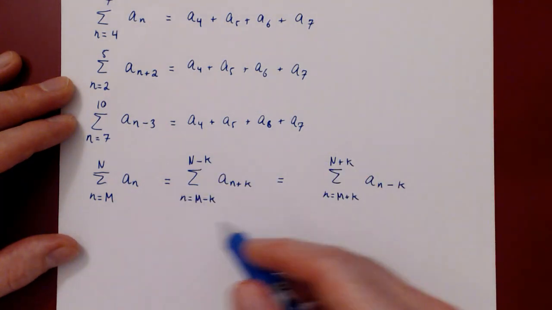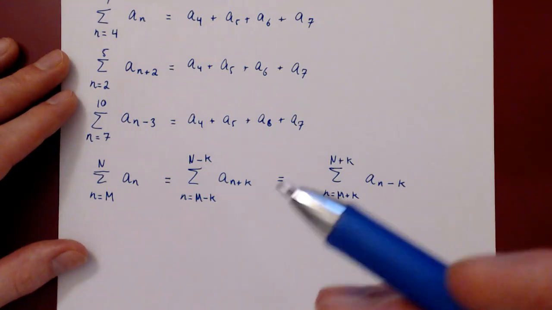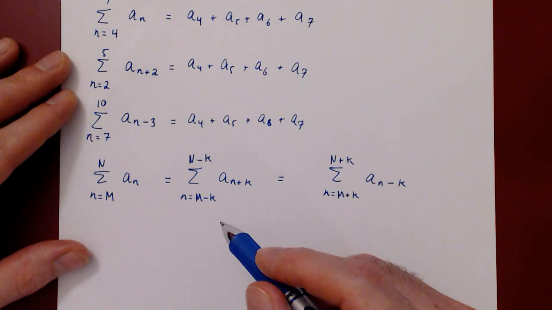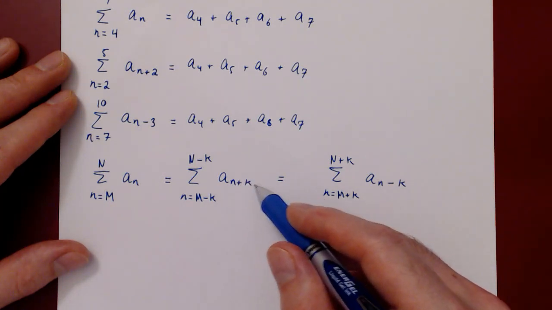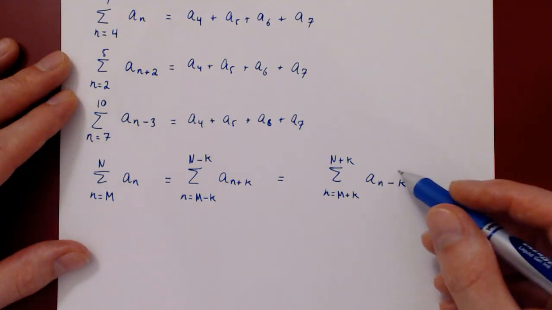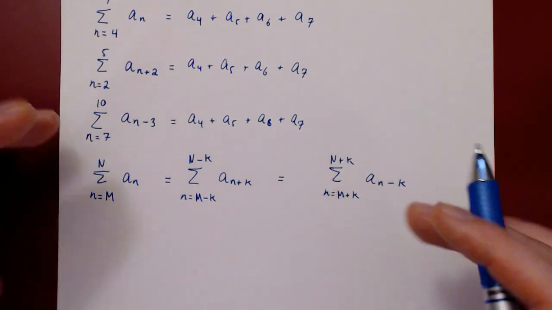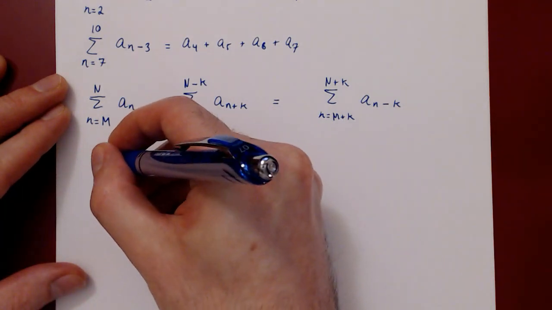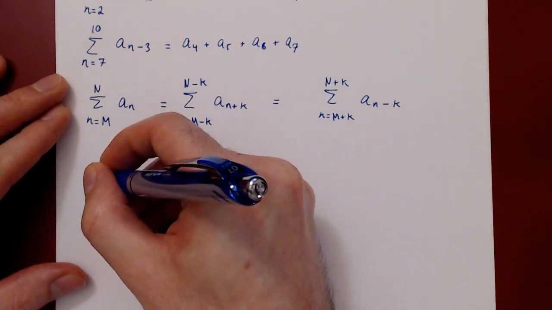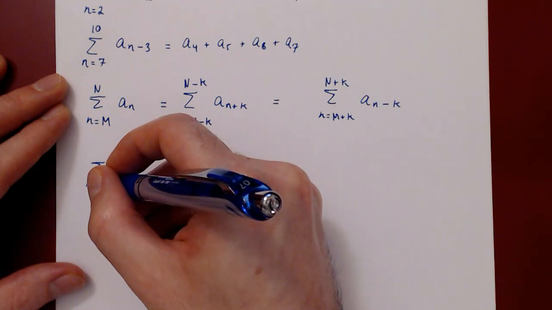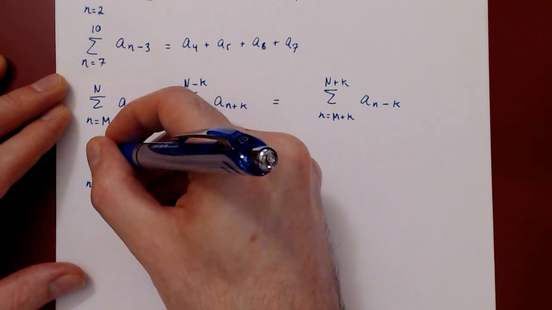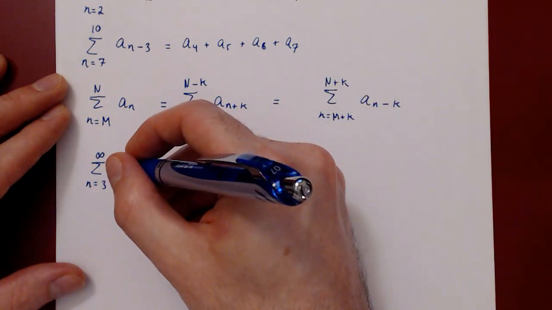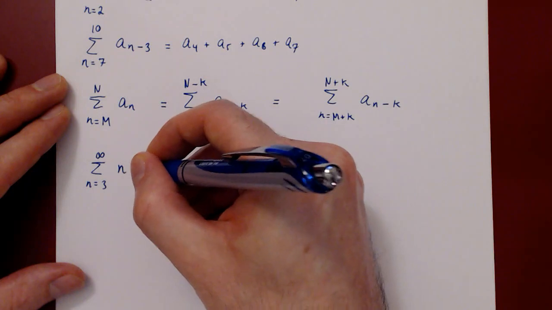And you might ask, why do we care about this? Why, in some cases, would we want to translate the index of our sequence to the right by some constant or to the left by some constant? Here's an example. What if you have the following summation? Say you're summing n going from 3 to infinity. Looking at an infinite series of the following type, n times x to the n minus 2.